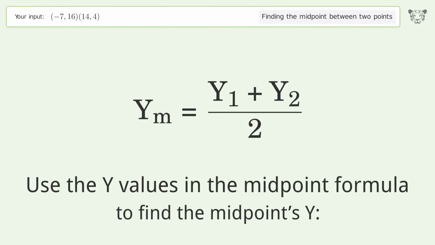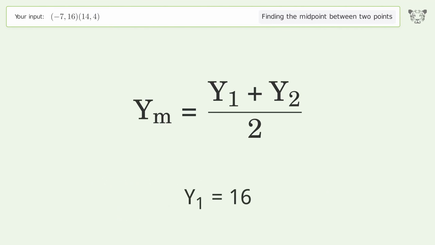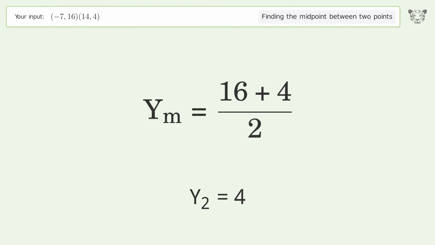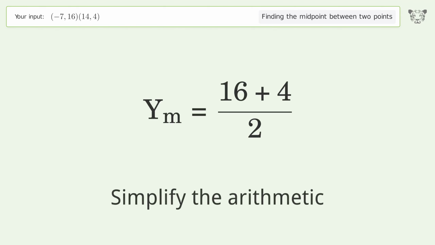Use the y values in the midpoint formula to find the midpoint's y. y1 equals 16, y2 equals 4. Simplify the arithmetic.